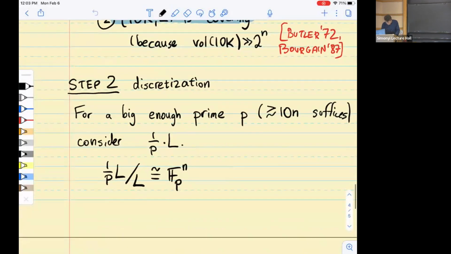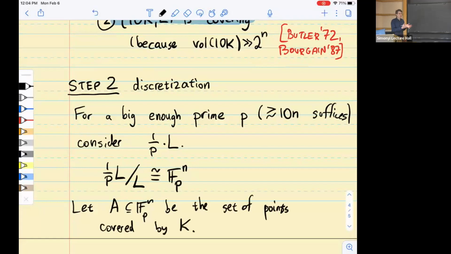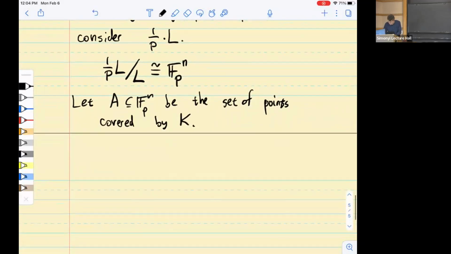So basically what I'm doing is I'm saying let A be, in FP to the n, the set of points covered by K. So it's really just a discrete analog of that convex body of mine. Okay, just discretize everything, go to this fine grid.